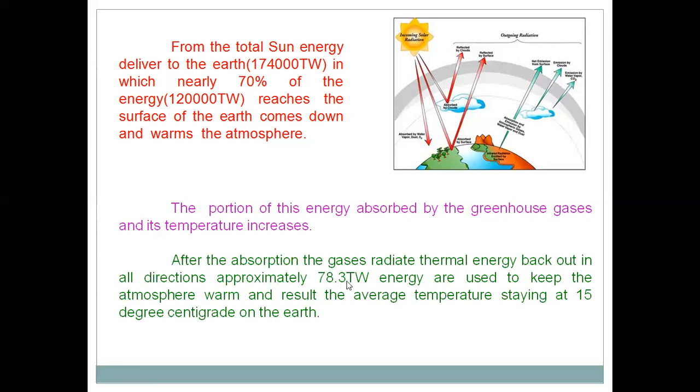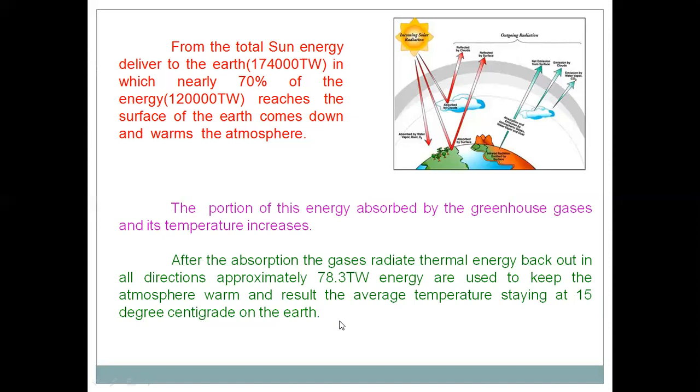Approximately 78.3 trillion watt of energy is used to keep the atmosphere warm. What about the remaining energy? That remaining energy will be utilized for different purposes, which we will discuss later. Of course, this results in an average temperature of 15 degrees Celsius on the earth's surface.